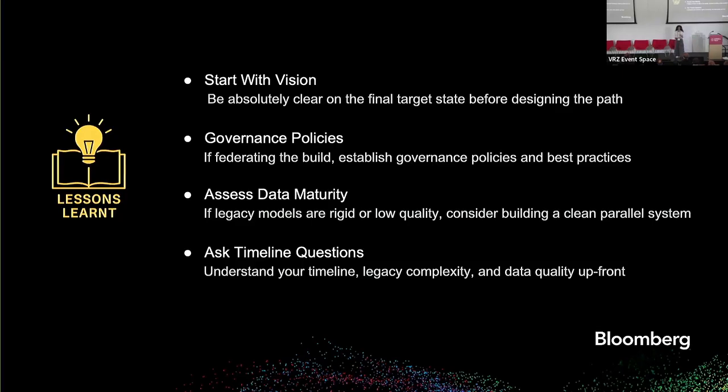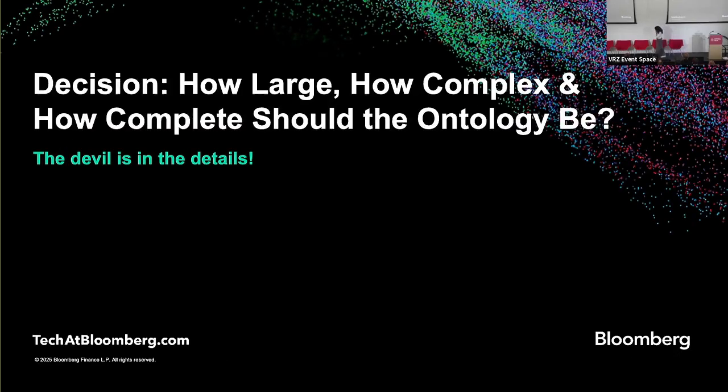Assess the data maturity to make sure that if you're agreeing to build something on a legacy system, it's actually doable and worth it. And make sure that you know the timeline, but question it, right? Understand what the legacy complexity is, how much you can do upfront, and when you have to deliver. So if they tell you to deliver next month and then you're dealing with really bad data, that's not possible. So that's lessons learned, all right?